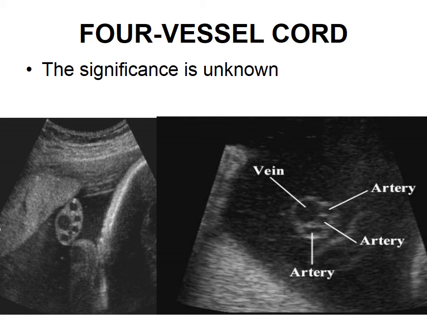Four vessel cord. A four vessel umbilical cord anomaly commonly seen is 2 umbilical arteries and 2 umbilical veins, but it may be 3 umbilical arteries and 1 umbilical vein. These may be associated with multiple congenital malformations, including congenital heart disease, genitourinary malformations, skeletal malformations, central nervous system malformations, cleft lip, and fetal hydrops.